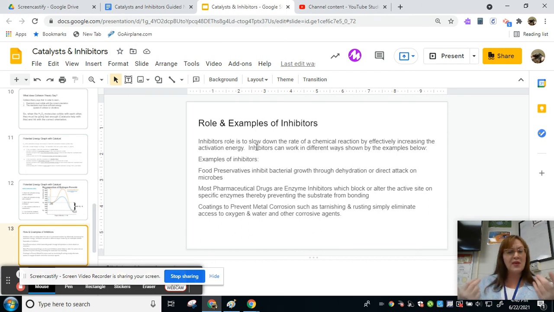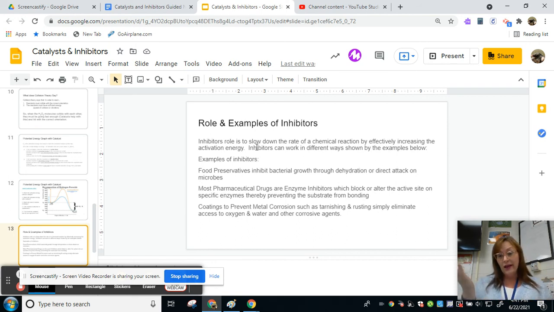Pharmaceutical drugs, where would we be without modern medicine? Okay, most of them are enzyme inhibitors. So they're going to take something like biological enzymes, which are sort of like catalysts, and what these inhibitors are going to do is get in the way. They basically get in the way of the uptake of certain chemicals in your body. They block or alter the active site on the enzyme.